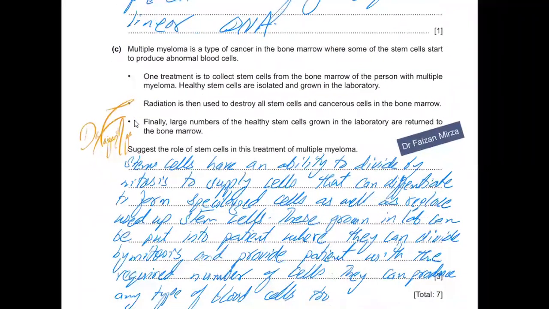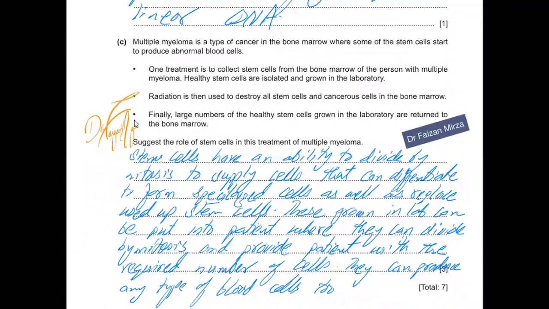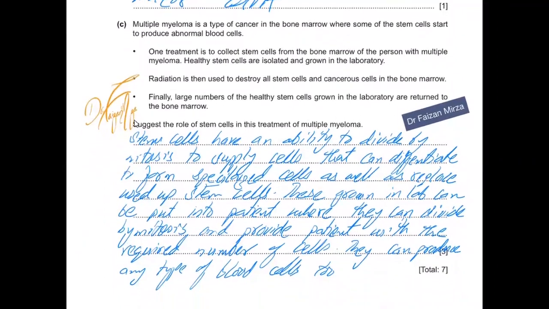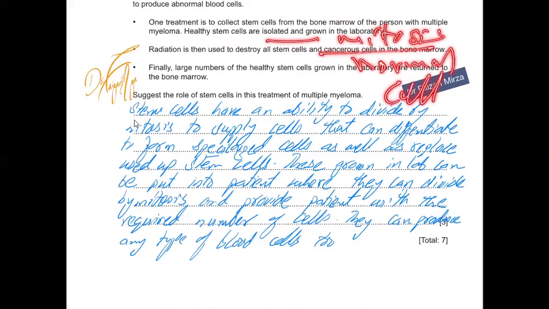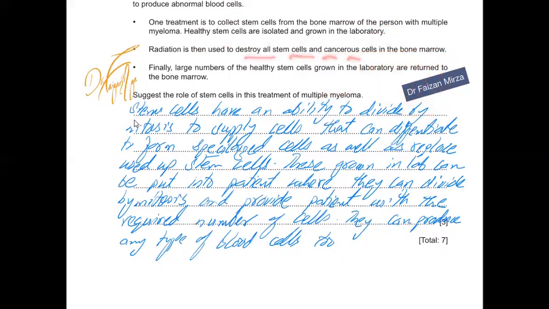Furthermore, multiple myeloma is a type of cancer in the bone marrow where some of the stem cells start to produce abnormal cells. One treatment is to collect the stem cells from the bone marrow of the person with multiple myeloma. Healthy stem cells are isolated and grown in labs. So you take the healthy stem cells and grow them in the lab, and when you grow them in the lab, they divide by mitosis to produce a large number of normal cells. Once grown in the lab, these normal cells can then be given back to the patient, so he or she will be cured. Radiation is then used to destroy all stem cells which are cancerous. Finally, a large number of healthy stem cells grown in the lab are returned to the bone marrow. So these are 3 steps in the treatment.